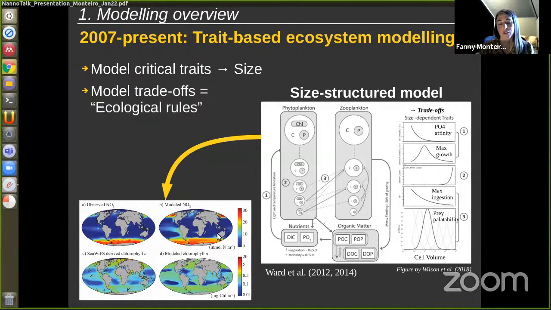field. So this is the surface nitrate in the model on the right compared to observations, as well as chlorophyll A, which is a tracer for primary production. So model compared with satellite data. So that model was developed by Ward et al. 2012-2014.